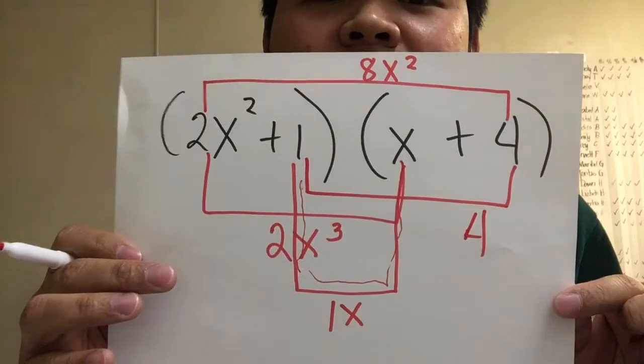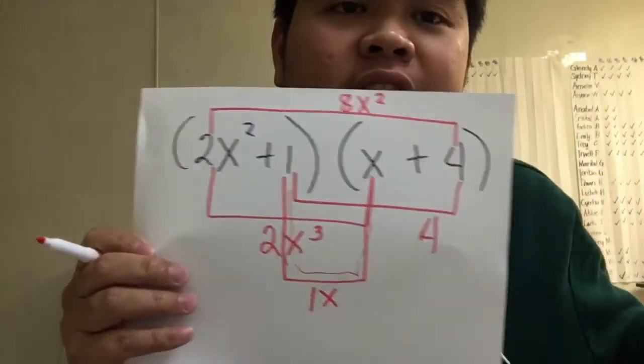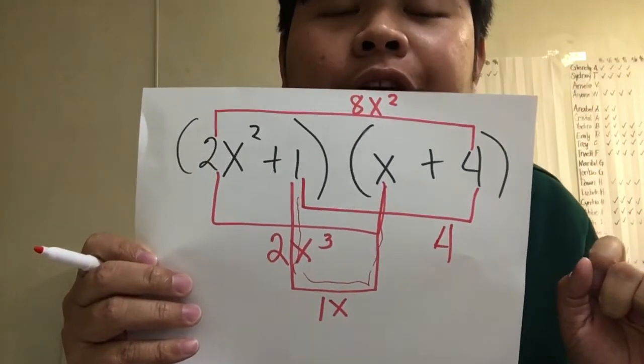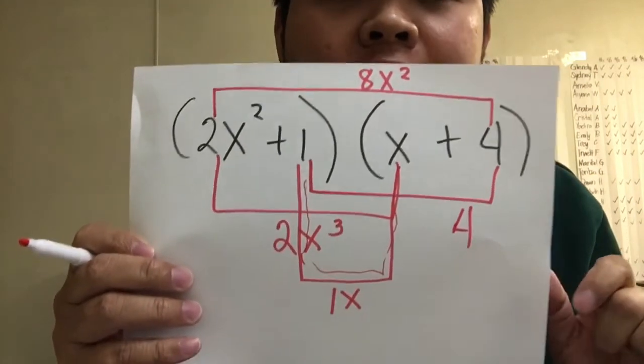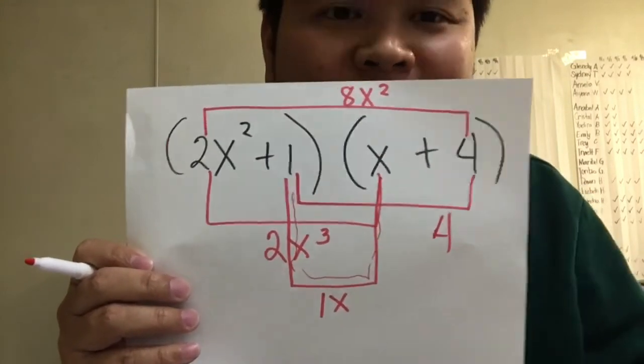Now, once you have those answers and have done your FOIL, you just put them together. Always remember, you always put the highest exponent at the very beginning. Which one is highest, 2 or 3? Obviously, it's 3, so 3 goes first. So the final answer is this one.